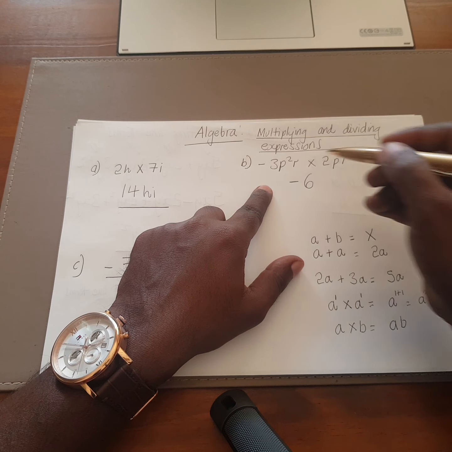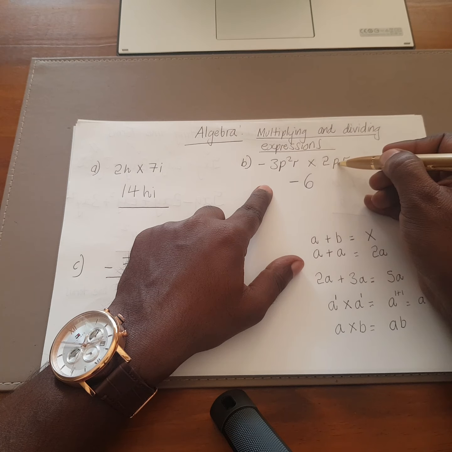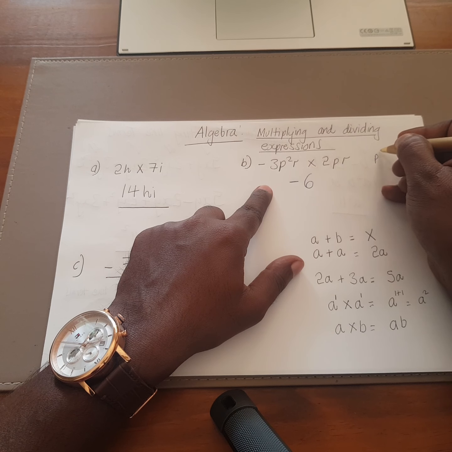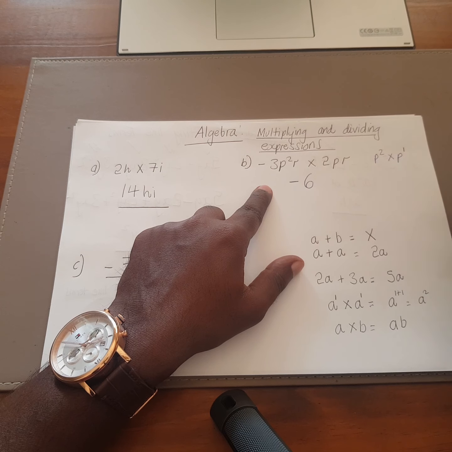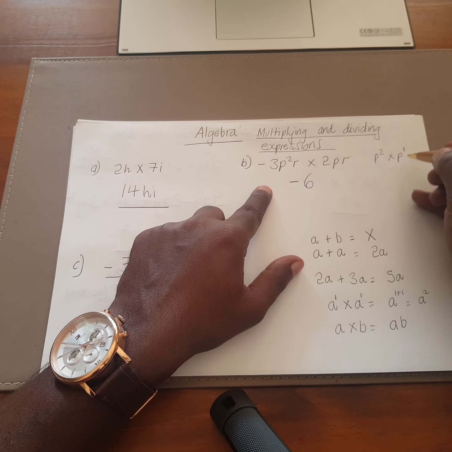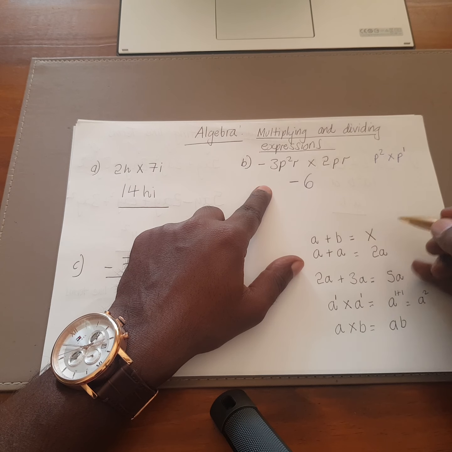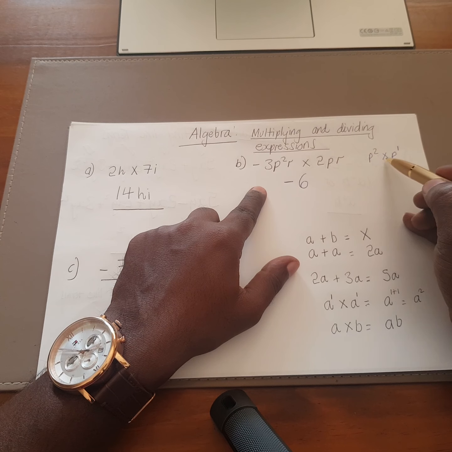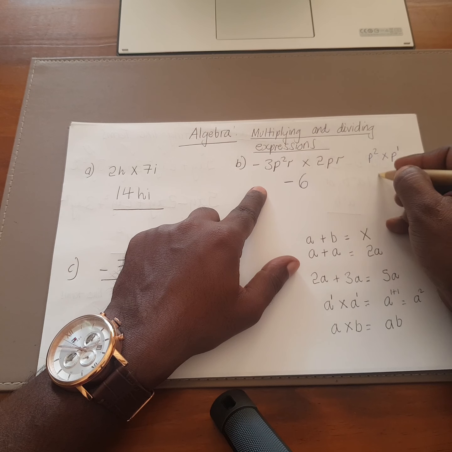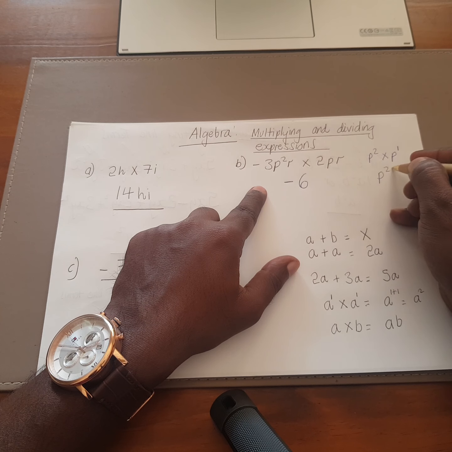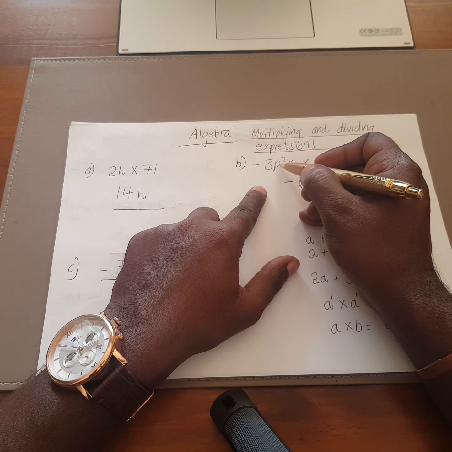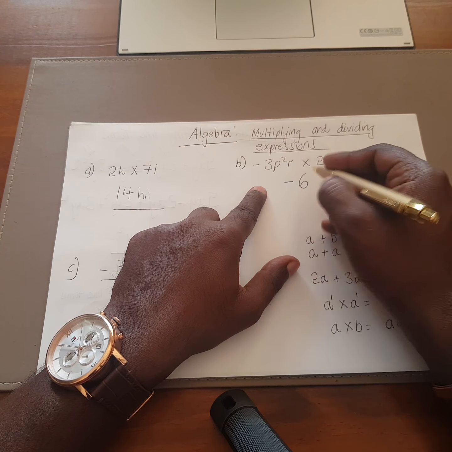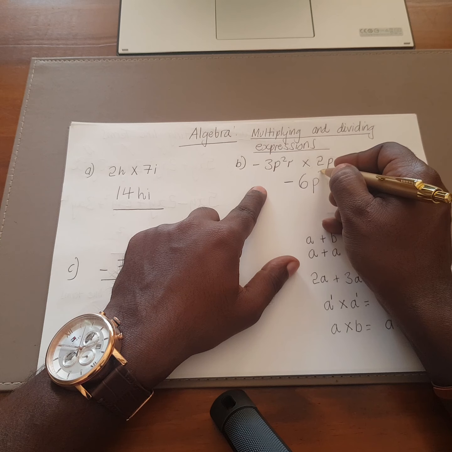And then you've got p squared and p. Now, just remember, p squared times p. Think of p as p to the power 1. If you don't have a power, assume it's 1. And using the laws of indices, when you've got powers and you multiply them, you simply add the powers, and therefore that's going to be p to the power 2 plus 1, and therefore that's going to be p cubed. So p squared times p simply becomes p cubed.